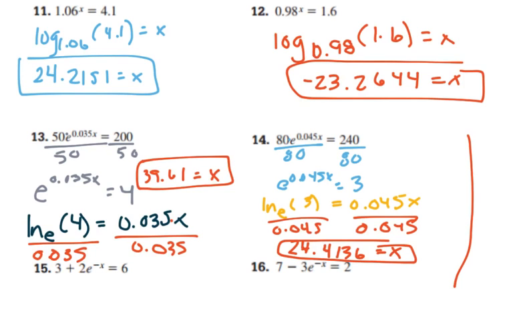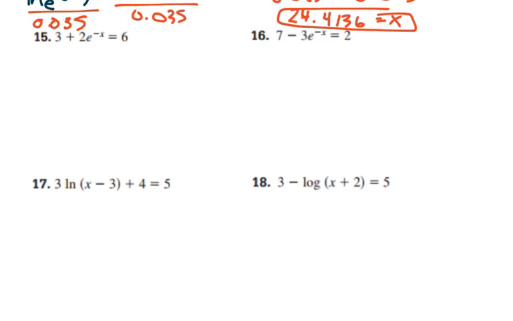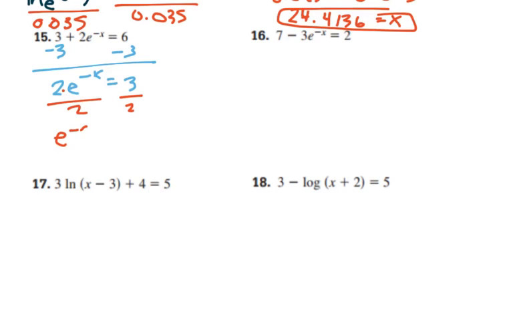Now we have something added or subtracted, so either way we're going to subtract a 3 from both sides of the equation. Now we have 2e^(-x) = 3. And then there's a multiplier, so now we divide, and we're left with e^(-x) = 3/2, which is 1.5.